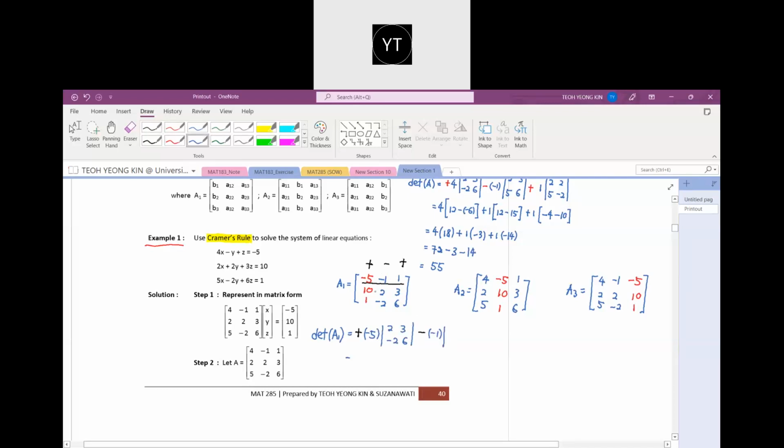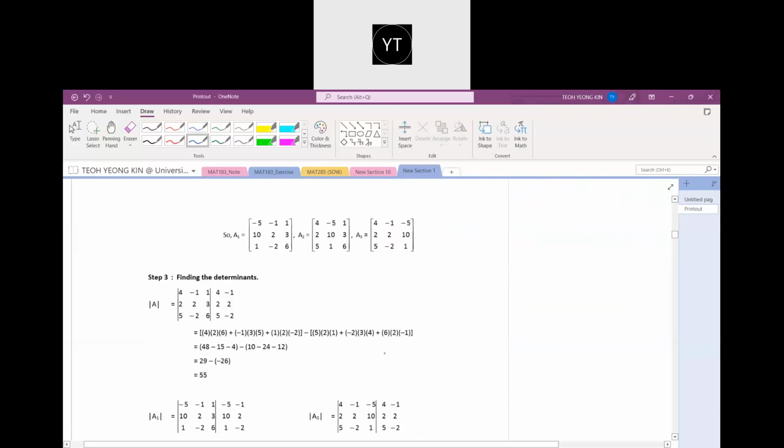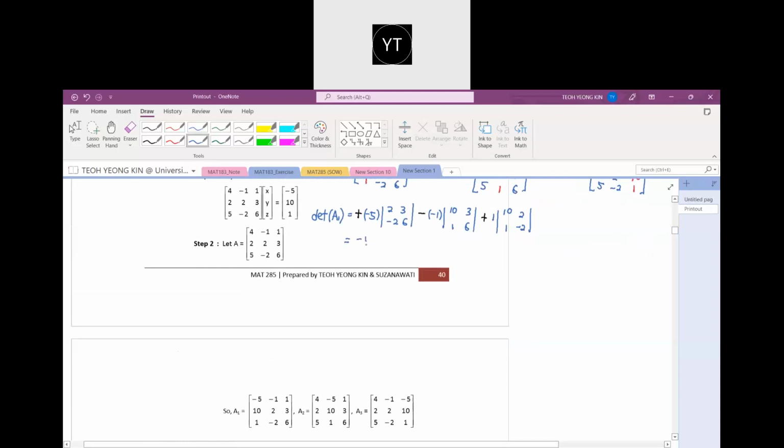Tutup yang ni, tutup yang ni. 10, 3, 10, 3, 1 and 6. Finally, positive. And here is 1. The value is 1. So, tutup sini, tutup sini. 10, 2, 1 and negative 2. And then you try to find the value. And the determinants of A1 suppose is negative 55.